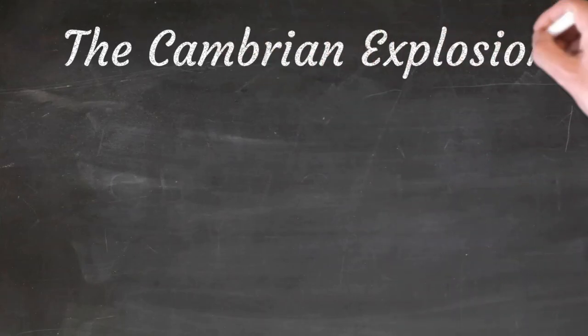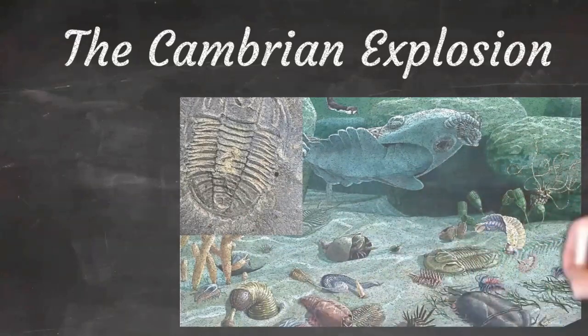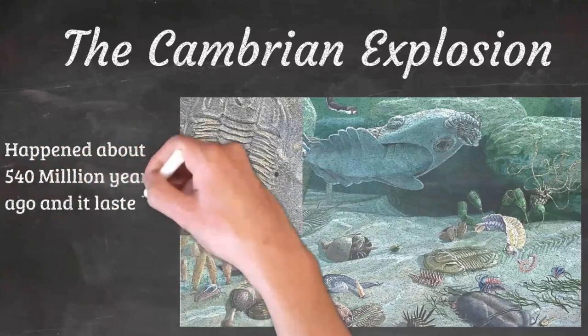Today we're going to talk about the Cambrian Explosion. This is an event that took place 540 million years ago, give or take, and it was somewhere between 11 million and 25 million years long.